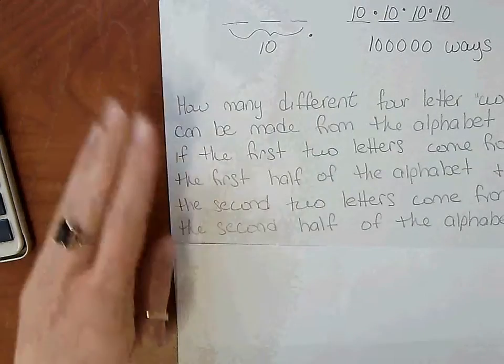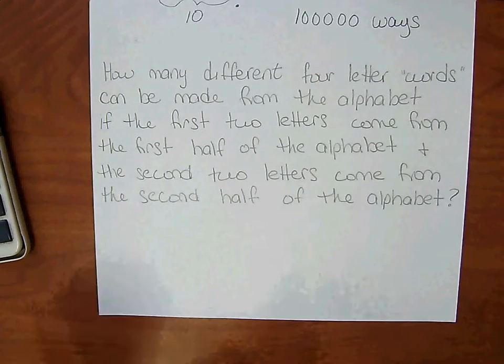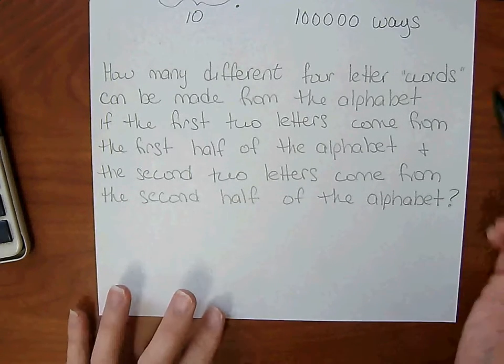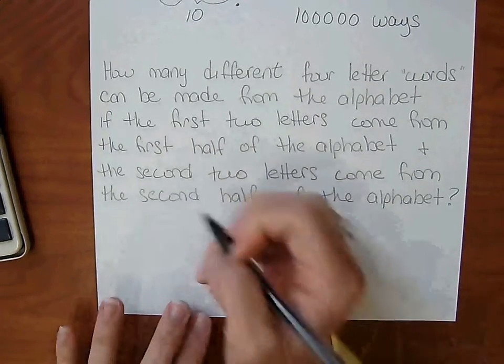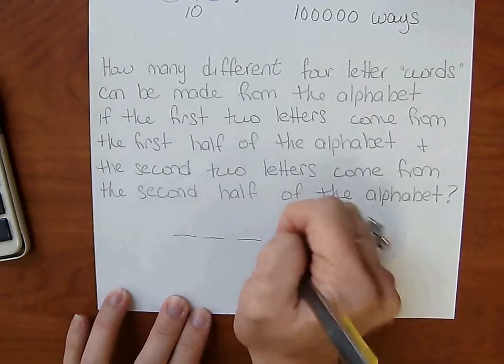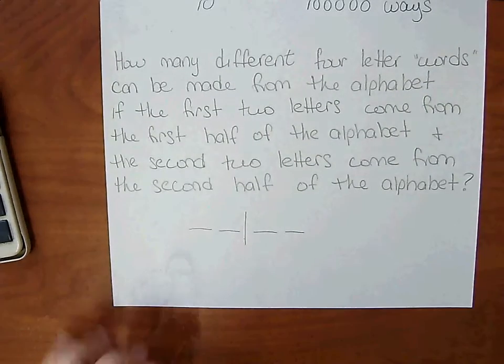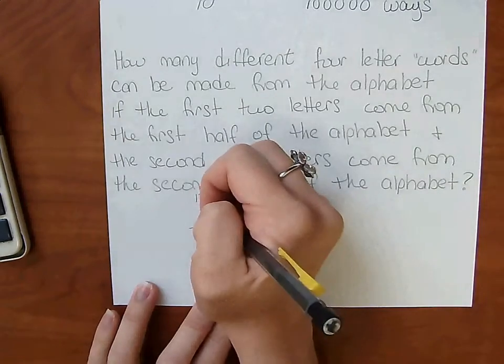How many different 4-letter words can be made from the alphabet if the first 2 letters come from the first half of the alphabet and the second 2 letters come from the second half of the alphabet? And I say words in quotes here because I don't necessarily mean actual English words, just an arrangement of letters. So I'm going to make 4 spaces to represent my 4-letter word. This time I'm going to draw a line through it. Now I know that there are 26 letters in the alphabet, and the first 2 letters come from the first half. So that means I have 13 choices.